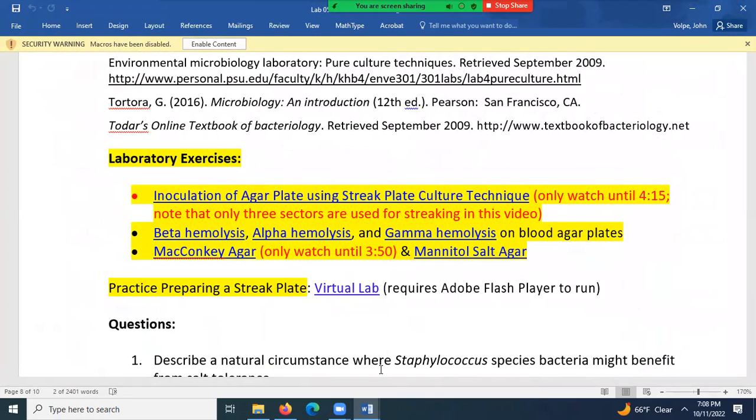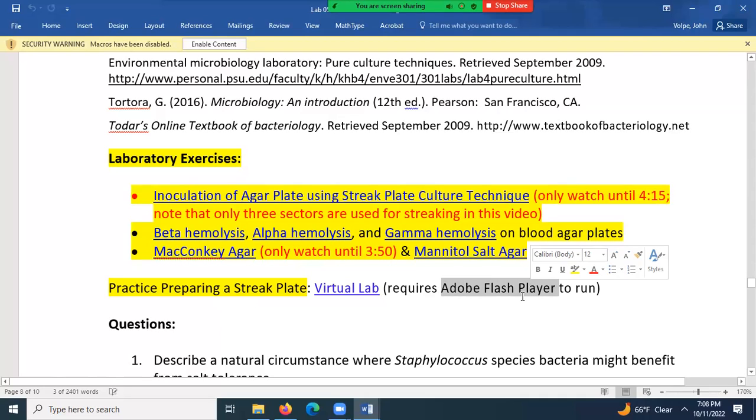the virtual lab must have been using Adobe Flash. So it's not going to run because Adobe is no longer supported. But we do have some videos for you to watch. How to inoculate an agar plate using the streak plate culture technique. You only have to watch that video to 4 minutes and 15 seconds. This plate only streaks 3 sectors instead of 4 shown in the lab module.